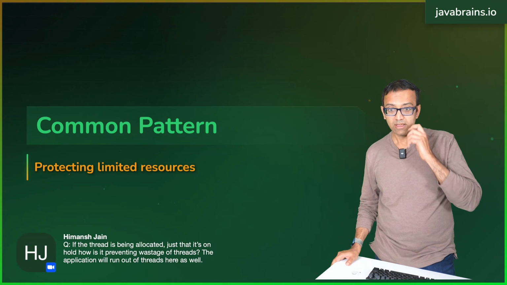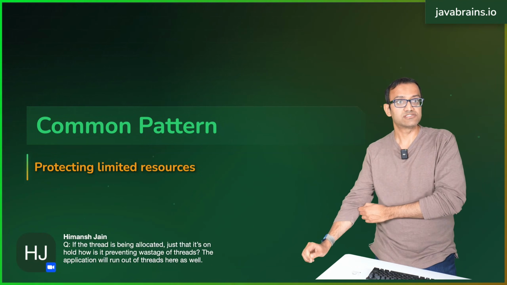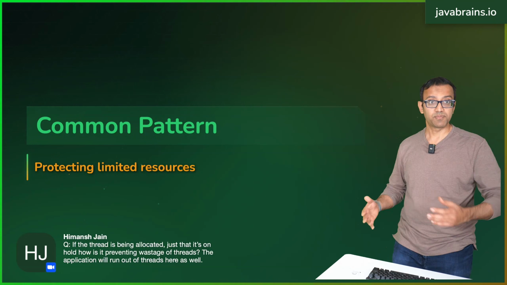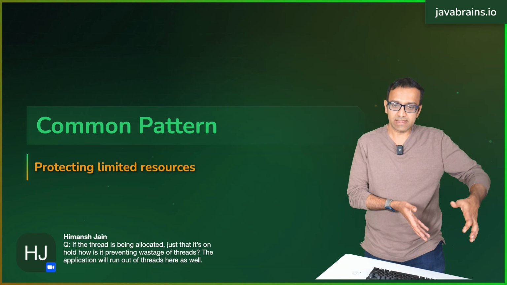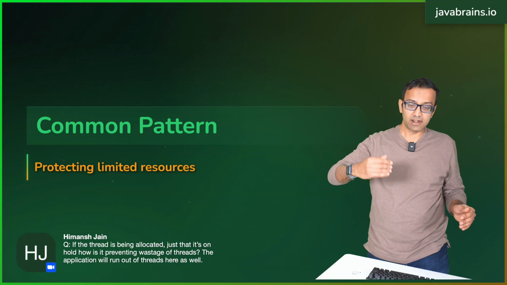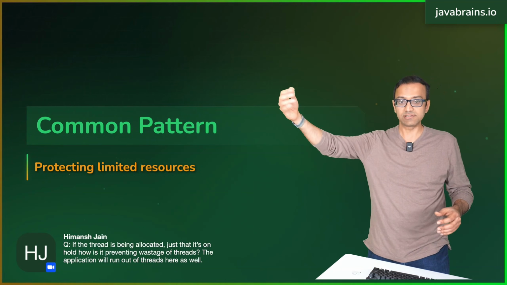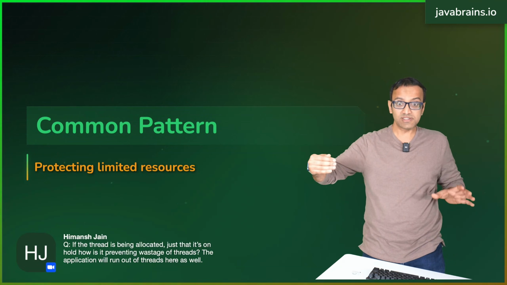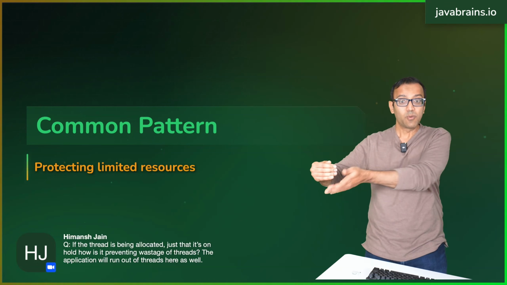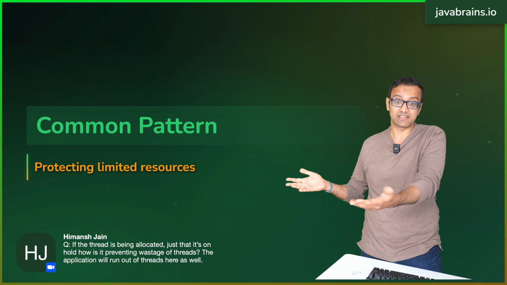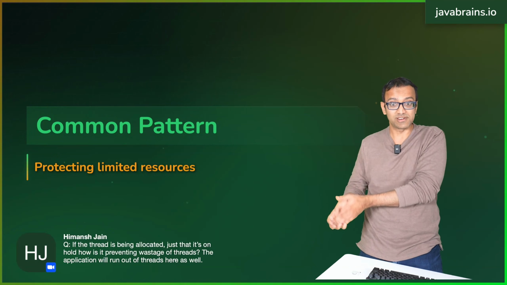While the thread is being allocated, it's on hold. How is it preventing wastage of threads? The application will run out of threads here as well. That's a great question. So the obvious problem is, okay, you've protected the resource and you're saying, I don't want more than 5 at a time here. But then the caller, let's say it's getting requests from the user. Let's say it's a controller. The caller is getting the request and it is delegating to this. Now this one's saying 5 at a time, please. What is this guy to do? The requests are coming in all the time, and now this microservice's thread pool is going to get exhausted.